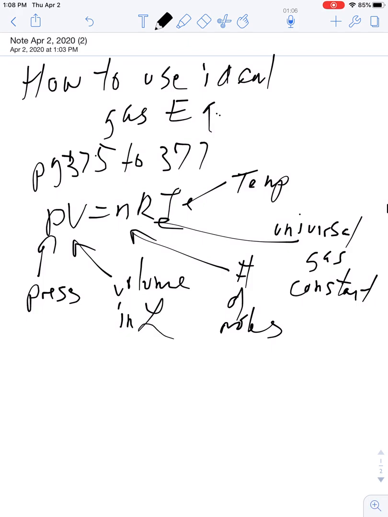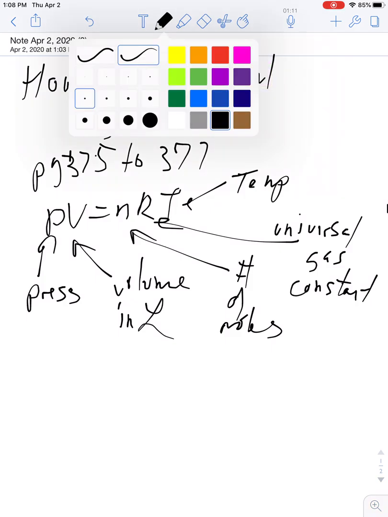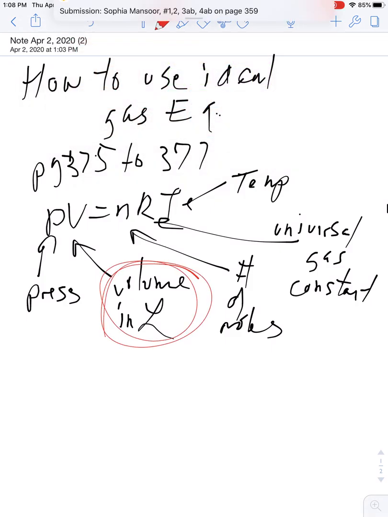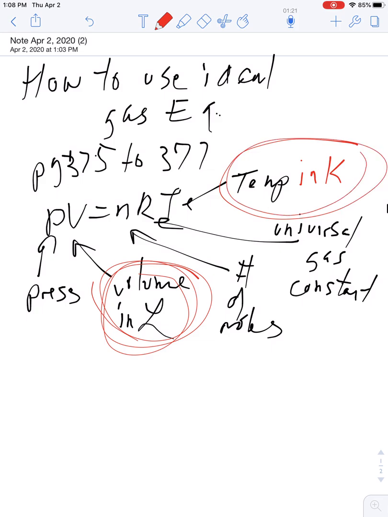Now, unlike Boyle's and Charles's and the combined gas law, this one, your volume has to be in liters. Your volume must be in liters. Your temperature must be in Kelvin, that's the same as before.